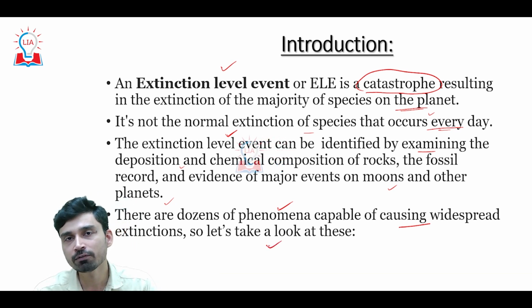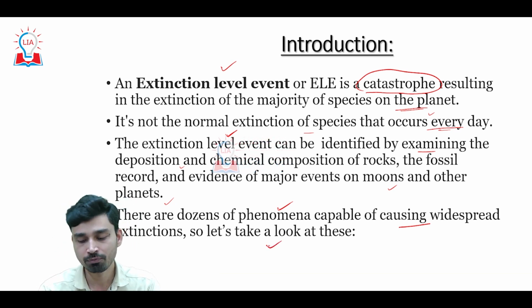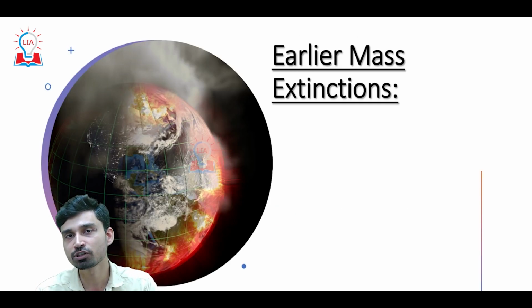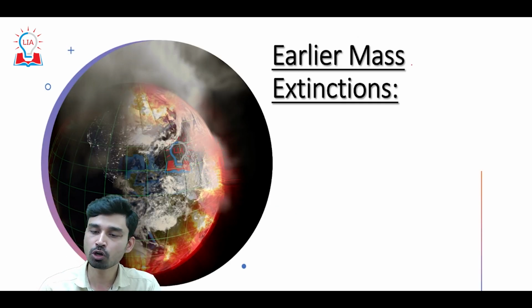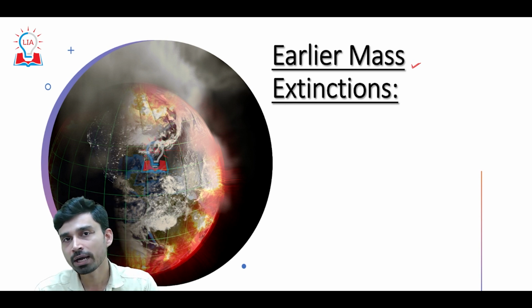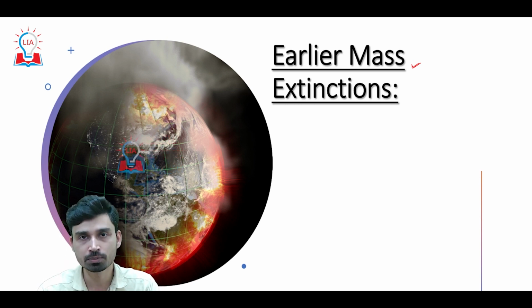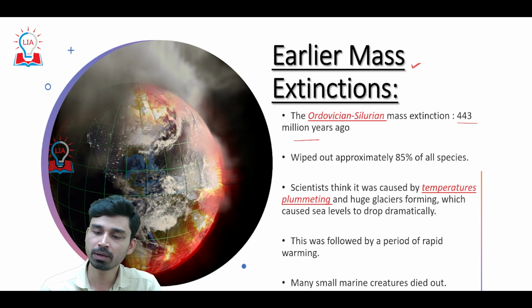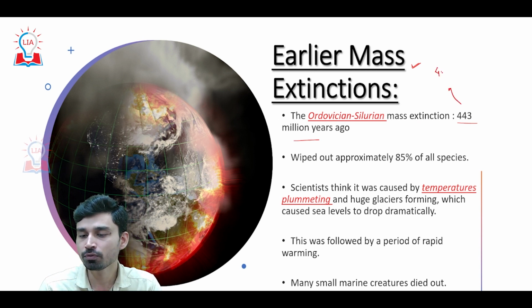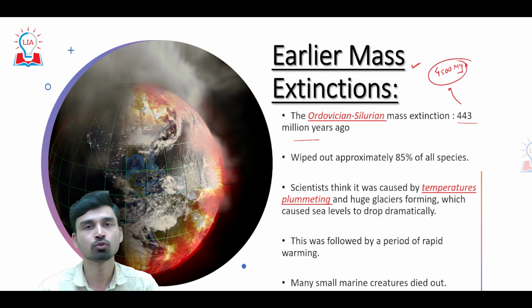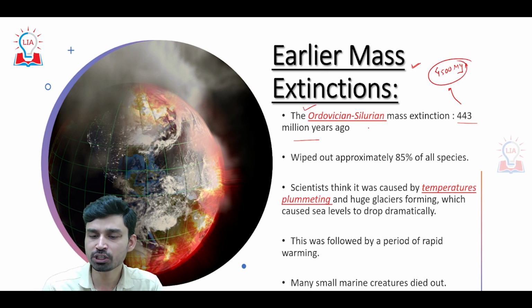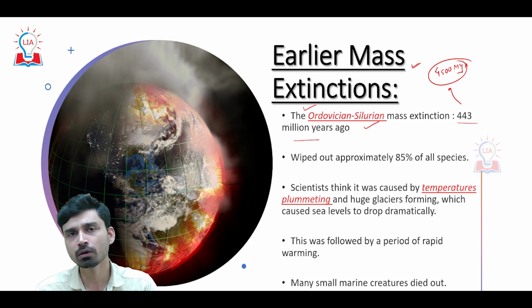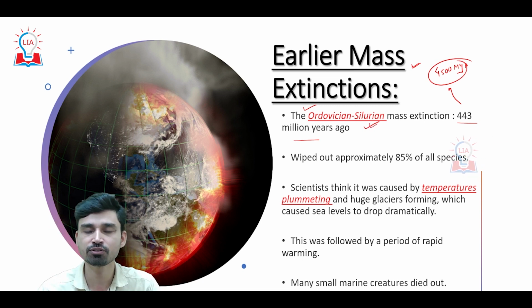We'll look at a few of these important phenomena, but before that let us take a look at the past extinction events. As far as geological history is concerned, a total of 5 mass extinction events have been observed. The first of these happened about 443 million years ago, and if you compare this with the age of Earth, which is about 4,500 million years, the period is called the Ordovician Silurian period, which faced the first mass extinction on Earth.